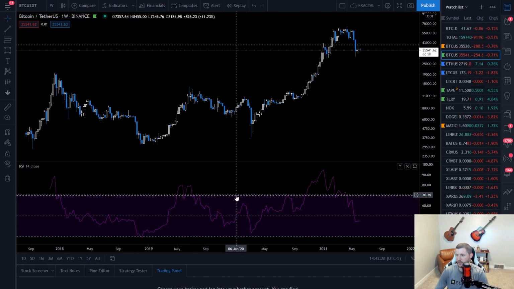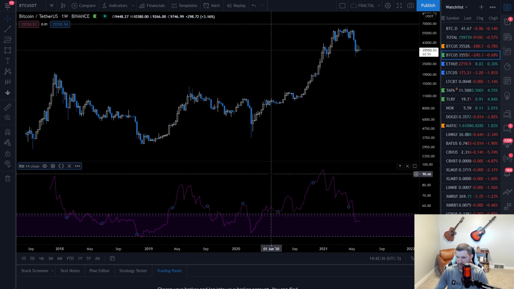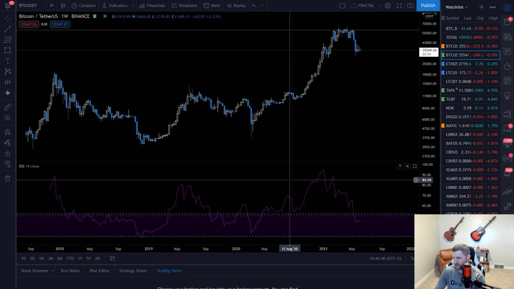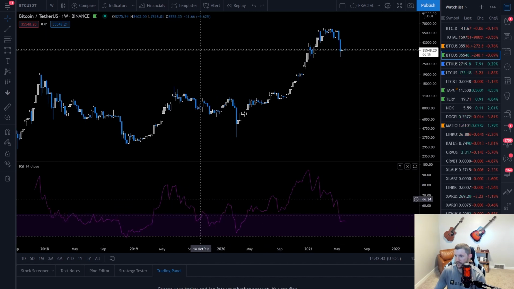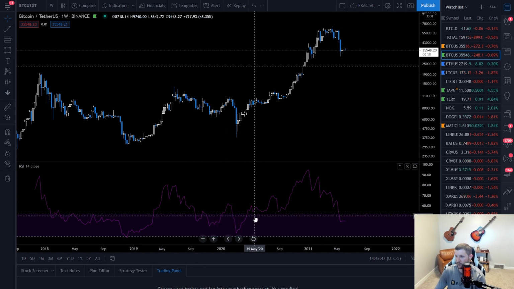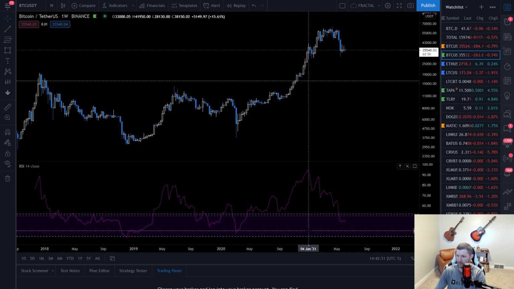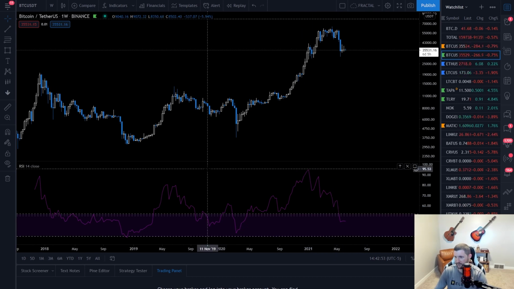Once you have RSI on your chart, you can double click here, go to style, and then for Bitcoin, I usually do 52. You can do 50. It depends on the asset. It'll vary between like 50 to 54, so 52 is a good number right in between that. That's going to decrease my overbought boundary down below. People say it's overbought in the upper zone and oversold down below, and I like to use it a little differently than that.